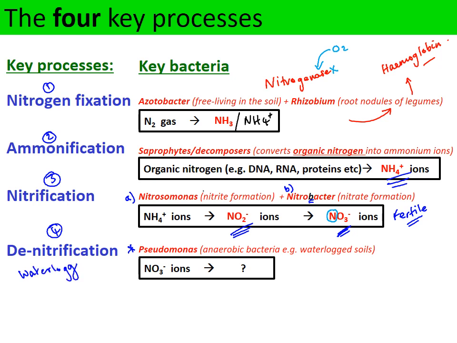So waterlogged soil, so a lack of oxygen. They're obligate anaerobes, that means they don't need oxygen, they can respire anaerobically. They absorb the nitrate ions from the nice fertile soil. They convert the nitrate ions into nitrogen gas. It's the nitrogen gas that gets released back into the atmosphere. So if we go all the way up to step number 1, we're going to restart the cycle again.